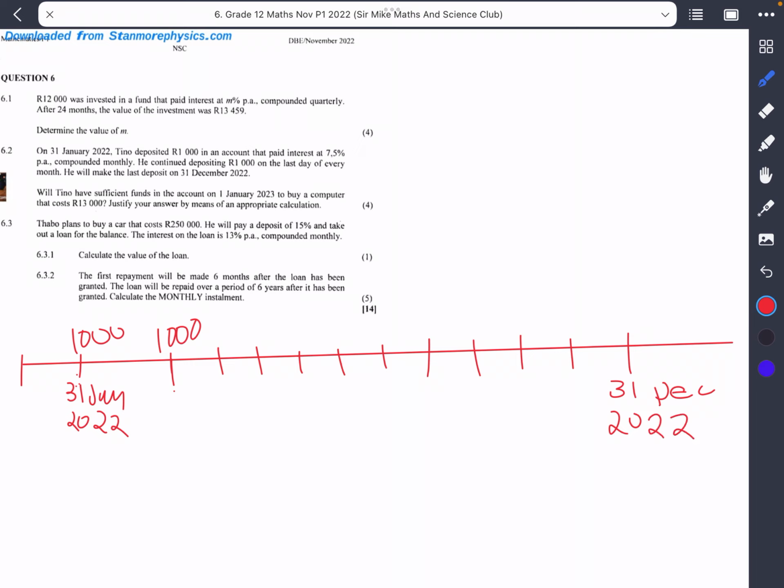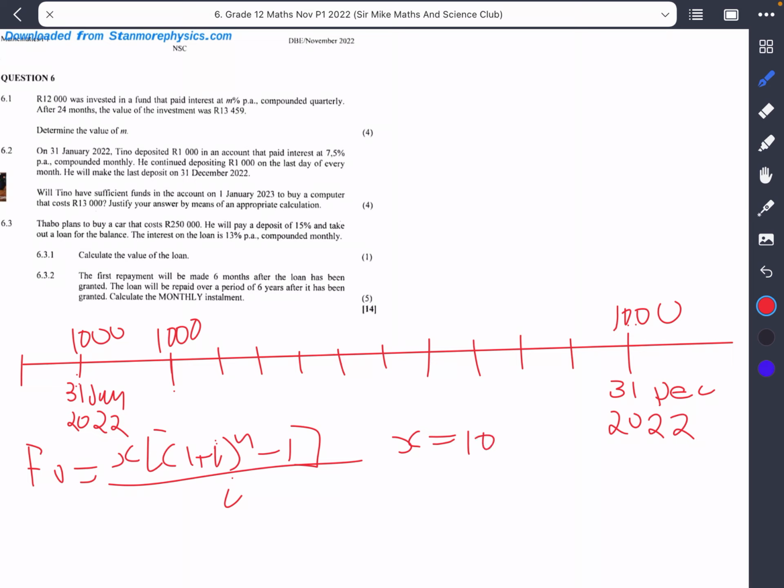We know that in a year we have 12 months. So this would be 1 month, 2, 3, 4, 5, 6, 7, 8, 9, 10, 11, 12. So this would be on the 31st of December, I'm just going to write that as Dec, 2022. This would be the day that he makes his last deposit of 1,000.